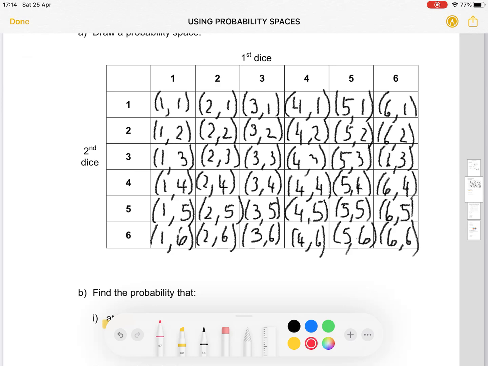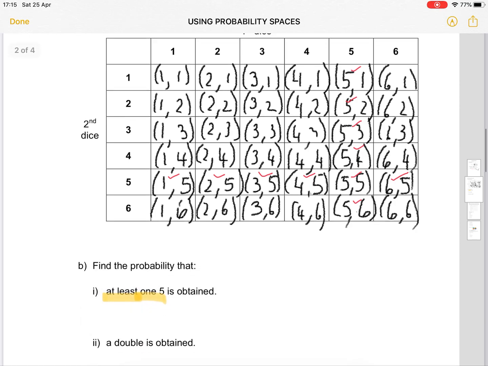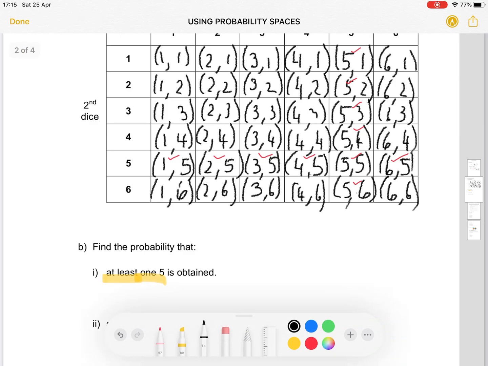Let's use a particular color. 1, 5 it's correct. 2, 5 it's correct. 3, 5 it's correct. 4, 5 it's correct. All the column of 5, so 5 1, 5 2, 5 3, 5 4, 5 5, 5 6, and last of all 6, 5. Now let's count them. We have 1, 2, 3, 4, 5, 6, 7, 8, 9, 10, and 11. So we have 11 out of a total of 36.